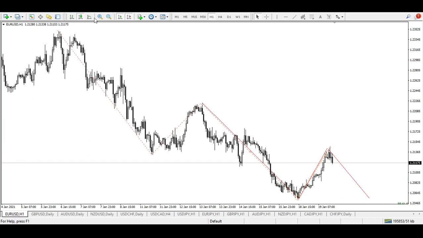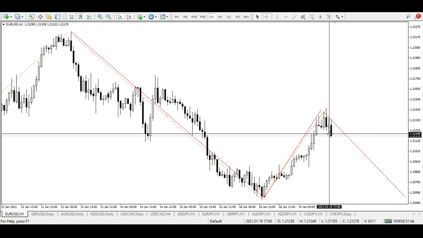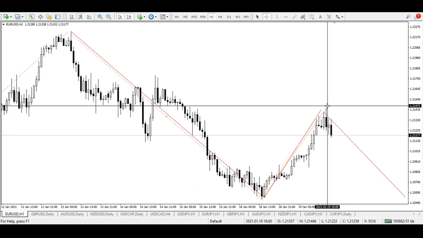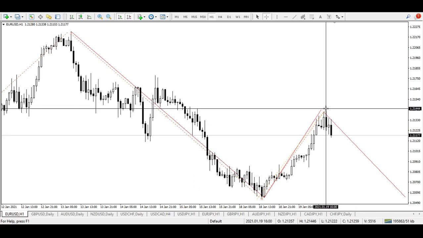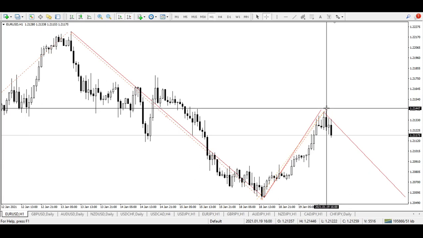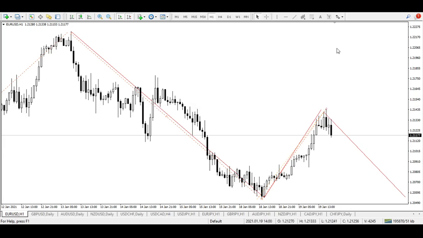Now let's talk about where to exit the position if the market goes against our trade. If it starts going to the upside, then I will exit my position if a 4-hour candle closes above this price. I'll wait for the closing of the 4-hour candle rather than placing any stop loss. So that's all about my SL and TP.